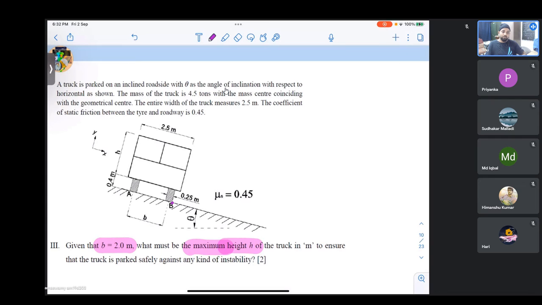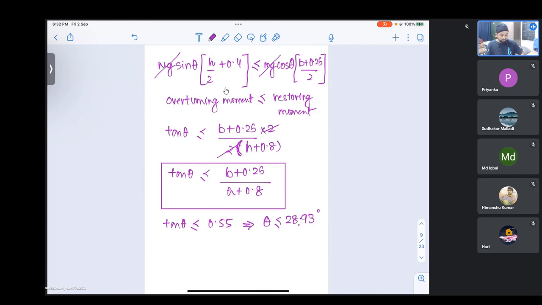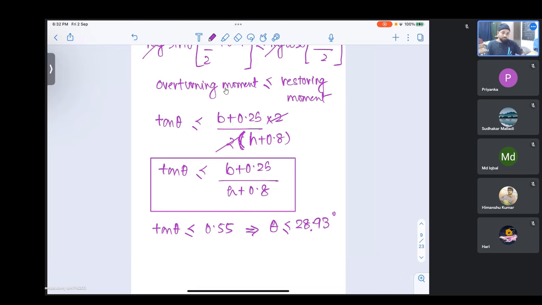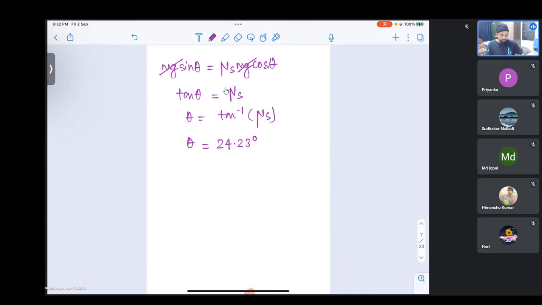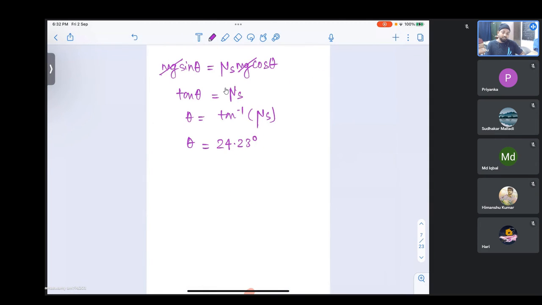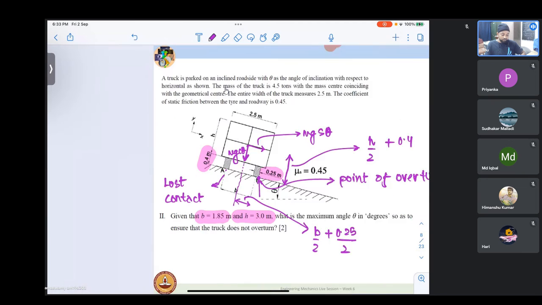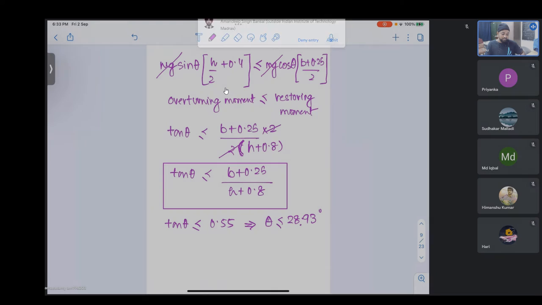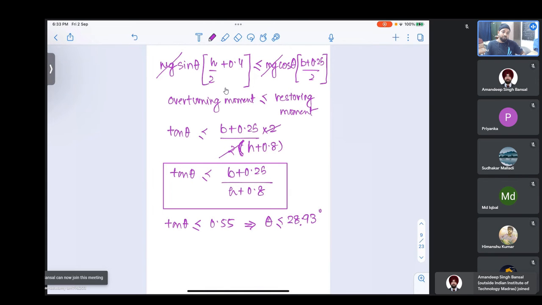So these are the only two possibilities causing it to become unstable. Okay, so in the last segment we saw that we have derived a relation for containing the tipping action, and we have already seen that the angle to prevent the truck from sliding is 24 degrees, and if we notice, this happens to be less than our angle required for tipping.